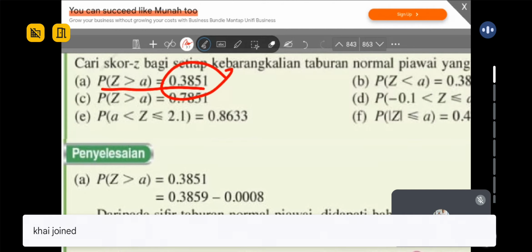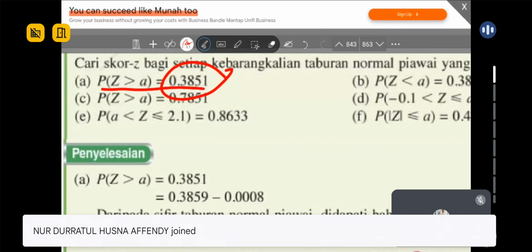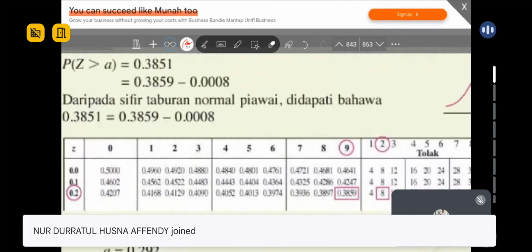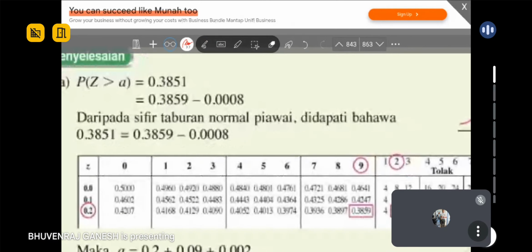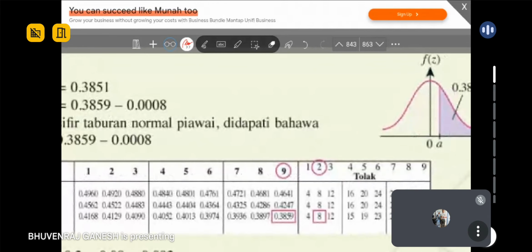Is my probability less than 0.5, guys? Adakah dia lebih kurang? Yes. Less. Okay. So, maksudnya kamu boleh terus rujuk jadual. Direct refer the table. Okay, so you find 0.3851. Okay, sometimes, right, you cannot find the value in the table. Kamu tak boleh cari nilai ni.